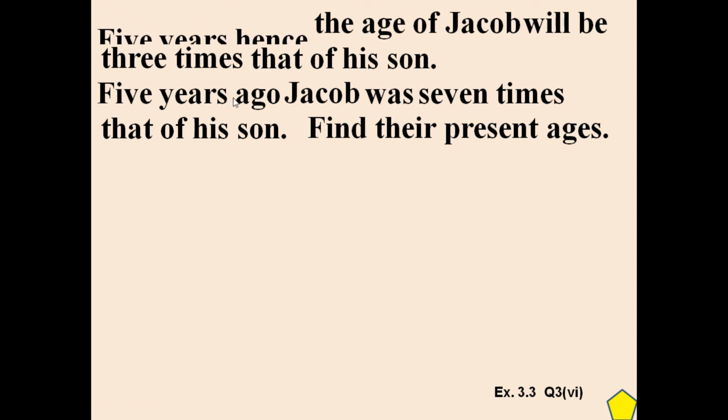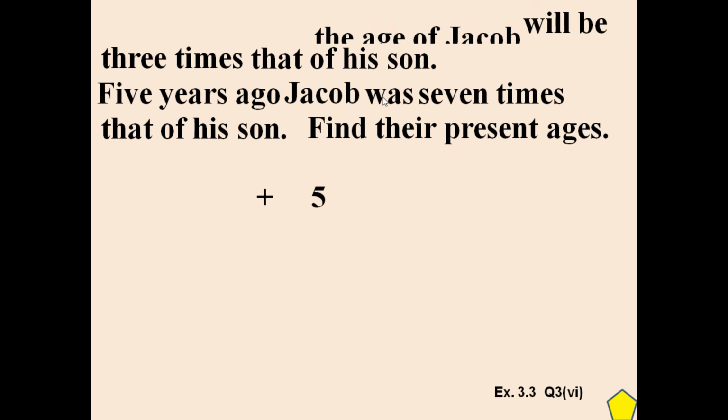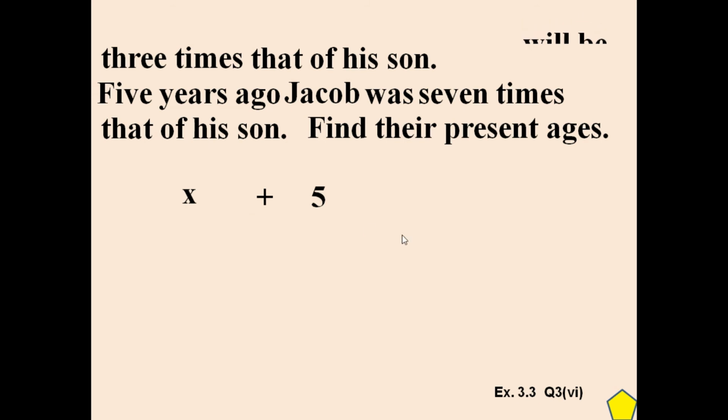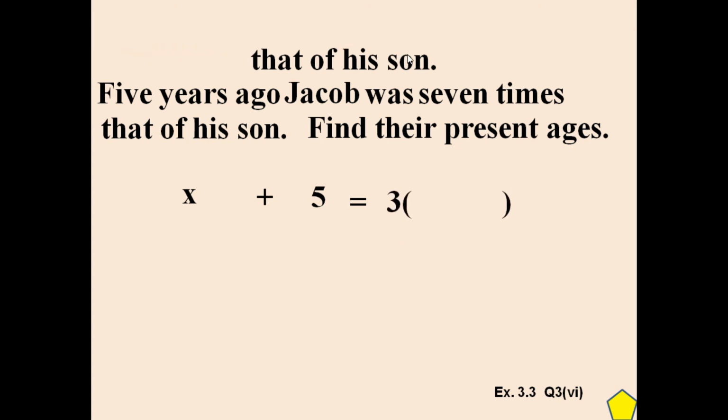So 5 years hence means plus 5. You need to remember this vocabulary. Hence means plus. So if it is 5 years hence, it becomes plus 5. Jacob is X. Will be can be written as equal to 3 times, 3 bracket. Son we are assuming as Y, so it becomes Y plus 5. Please remember, since we are talking about the future age, both the ages will be taken in the future.